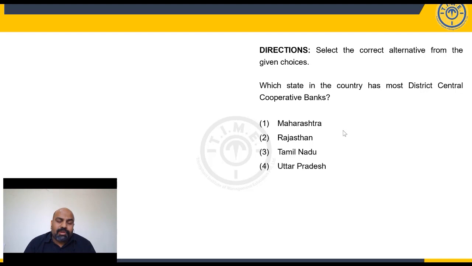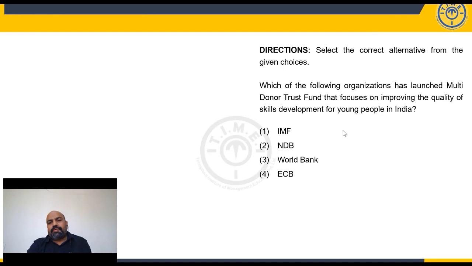So we have another question here. Which of the following organizations launched a multi-donor trust fund that focuses on improving the quality of skill development for young people in India? So the answer is World Bank, my friends. The answer is World Bank, but should we not look at all these choices?